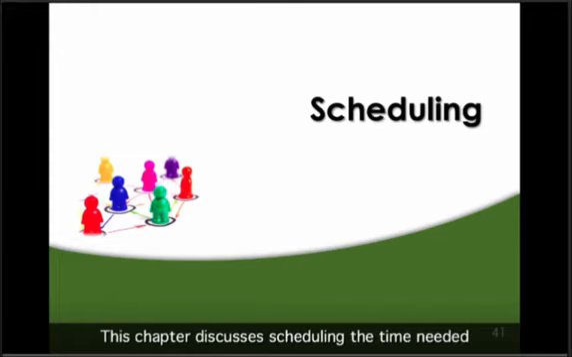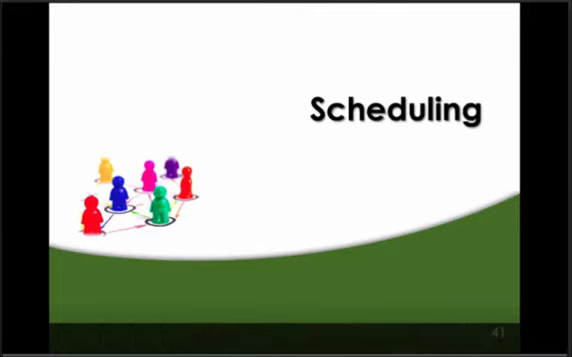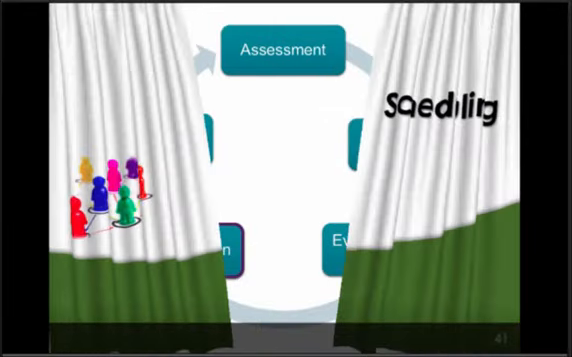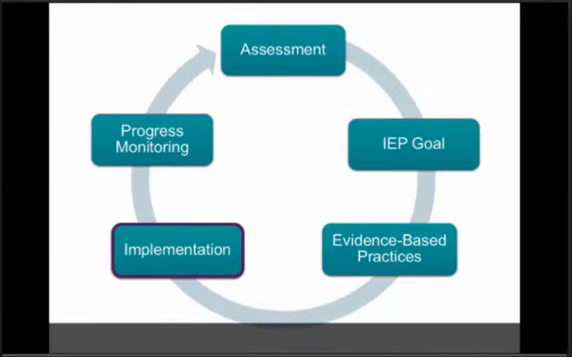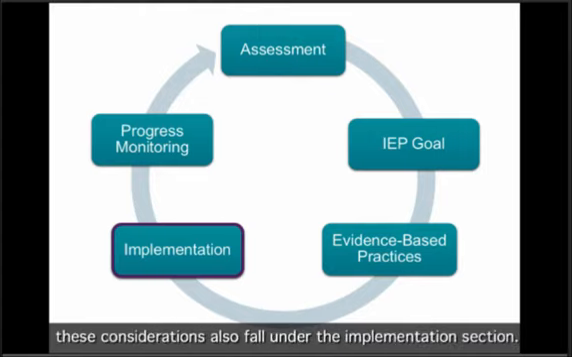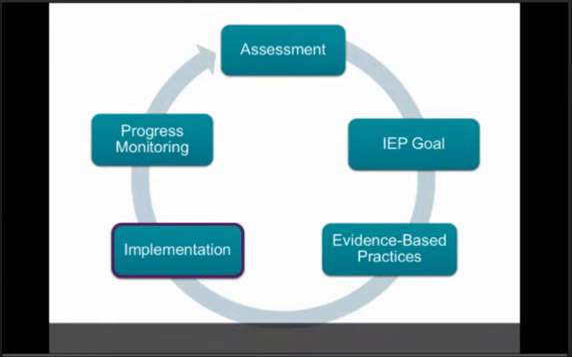Chapter 4, Scheduling. This chapter discusses scheduling the time needed for each group to be able to work on goals, planning whole class positive behavior systems, and arrangement of the spaces needed for instruction. In the decision-making process, these considerations also fall under the implementation section.